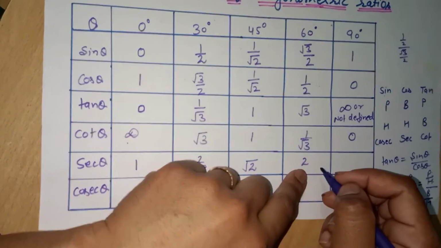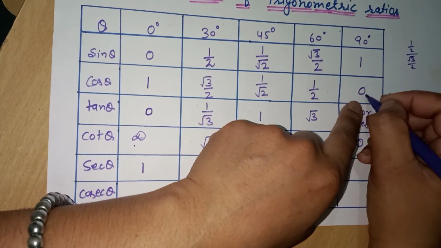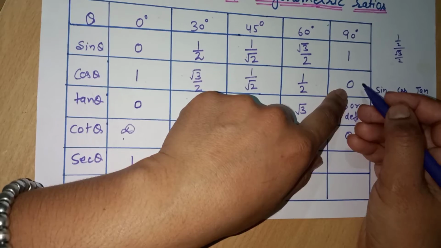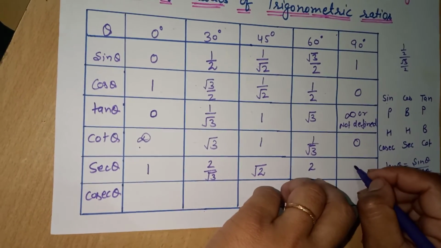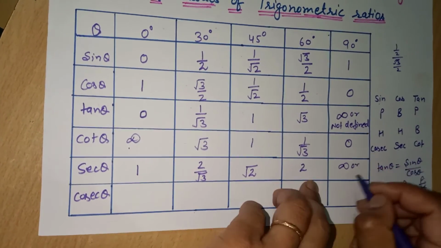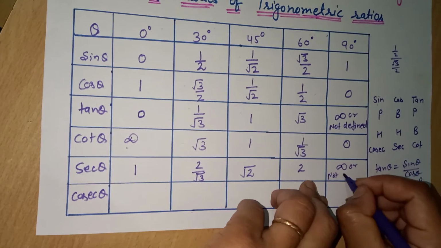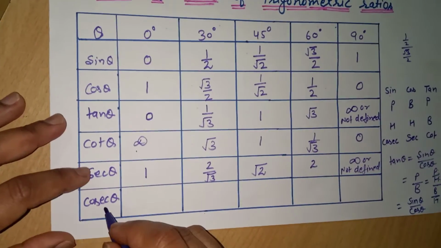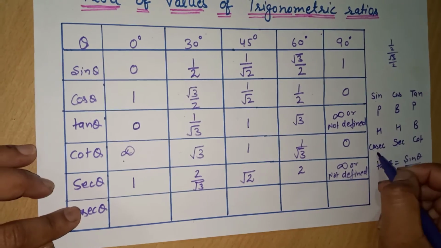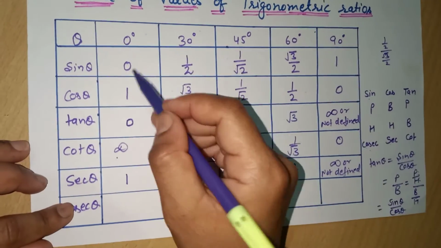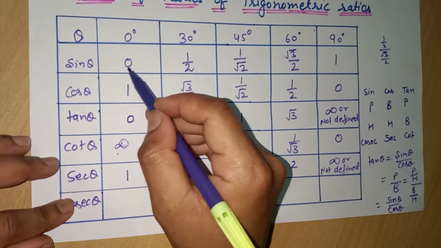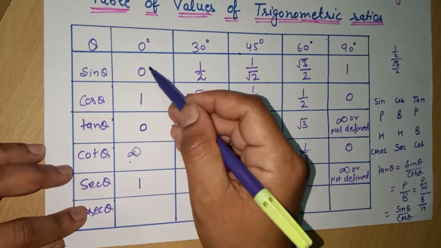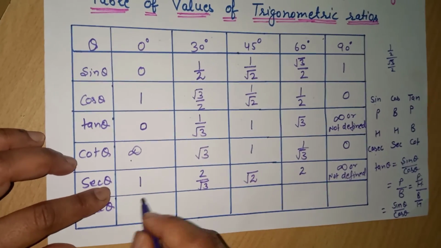2 by 1 means 2, and here 0 upon 1. 0 upon 1 means when we reverse it, it will become 1 upon 0, means not defined. So we will write infinity, or we can also write it as not defined. Now the last value, cosecant theta. Cosecant theta is the inverse of sin theta. Now we will reverse the value of sin theta. 0 upon 1, when we reverse it, it will become 1 upon 0, means not defined.